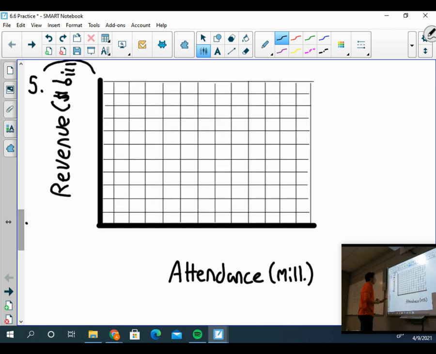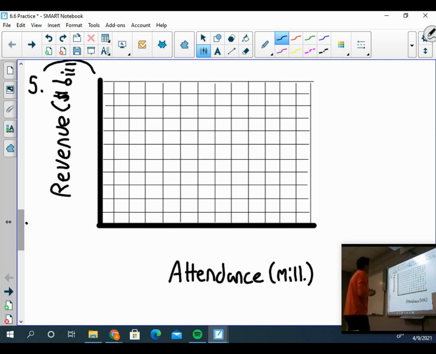How do I know this? Well, when we think about a theme park, what's happening? The cost, the revenue, is dependent on how many people come, not the other way around, okay? We always want our independent variables on our x-axis. Again, we learned about that in previous sections, okay?